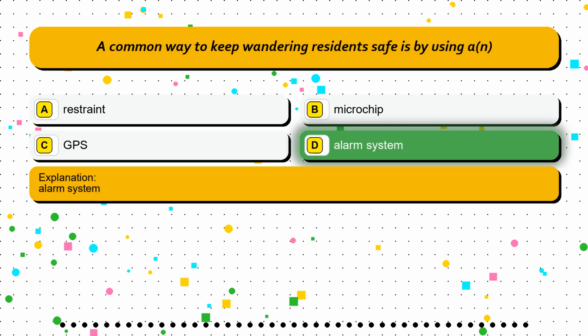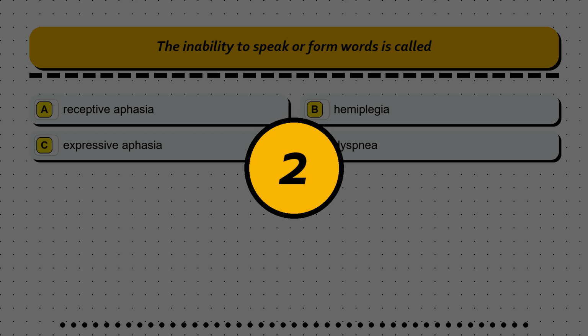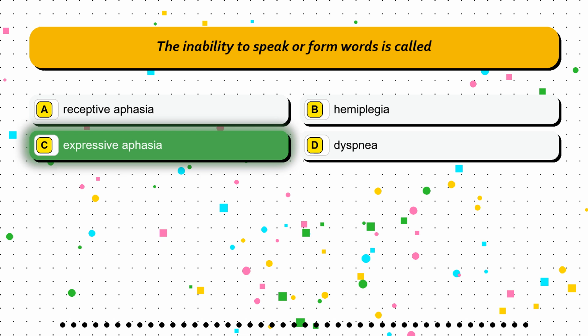Question 11. The inability to speak or form words is called: Option A, receptive aphasia. Option B, hemiplegia. Option C, expressive aphasia. Option D, dyspnea. The correct answer is option C, expressive aphasia.